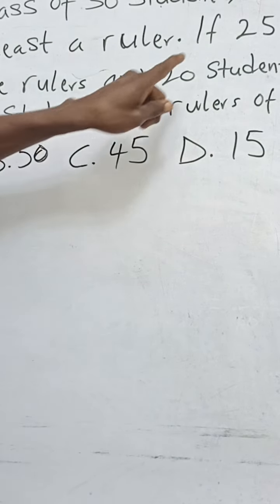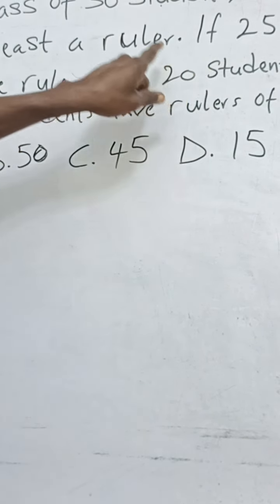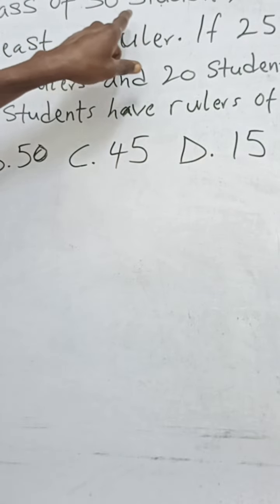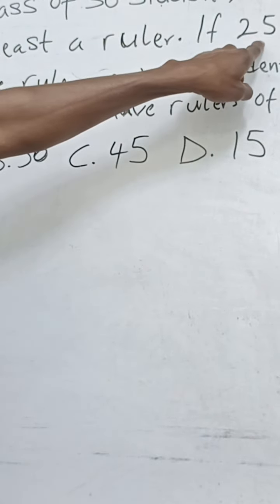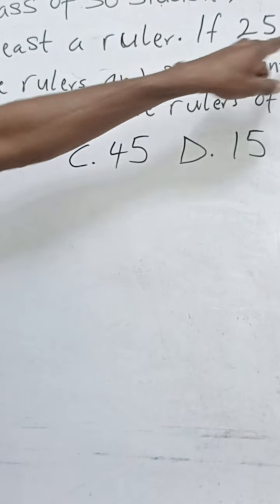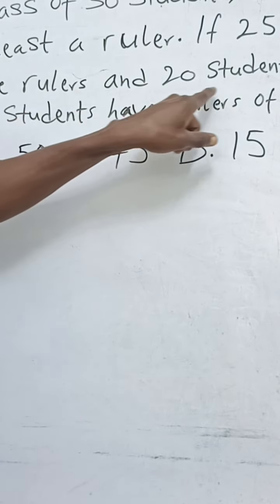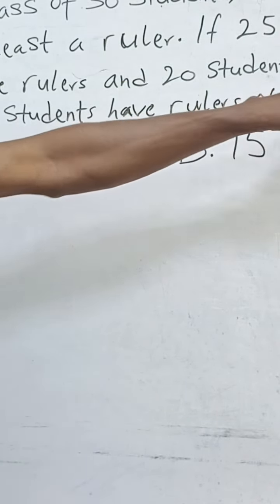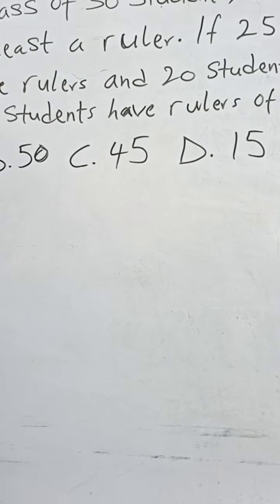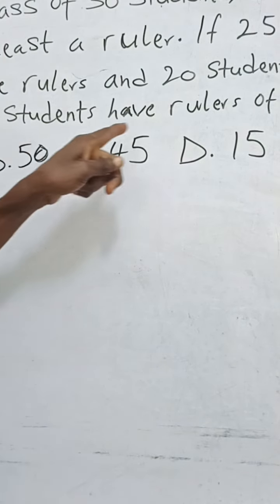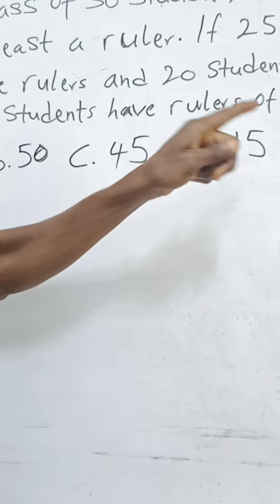So now what happens is, we have some students that have 20. If 25 students have white ruler, we have 25 students that have white ruler. We also have 20 students that have yellow rulers. Okay, the question now is how many students have rulers of both colors?